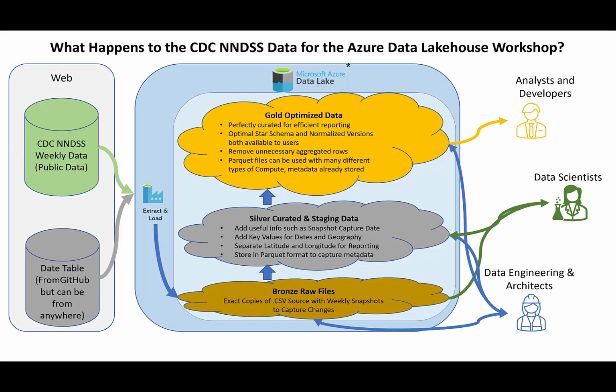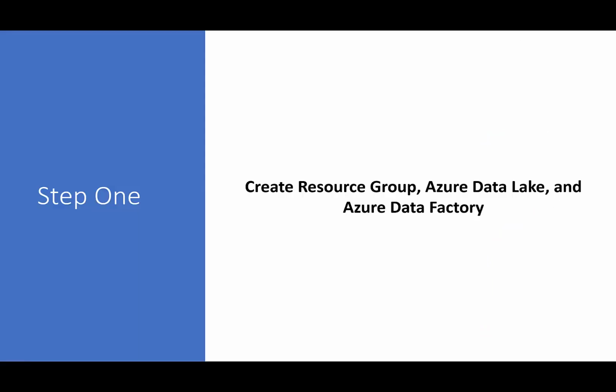So for this particular data set, what are we effectively doing during this workshop? We're pulling in both the CDC data and the date data, writing it to the bronze layer, adding some key values and some metadata at the silver layer, and then creating some optimized tables for reporting at the gold layer. All right, so let's start building an Azure Data Lakehouse. Step one, we're going to create the resource group, an Azure Data Lake, and an Azure Data Factory.